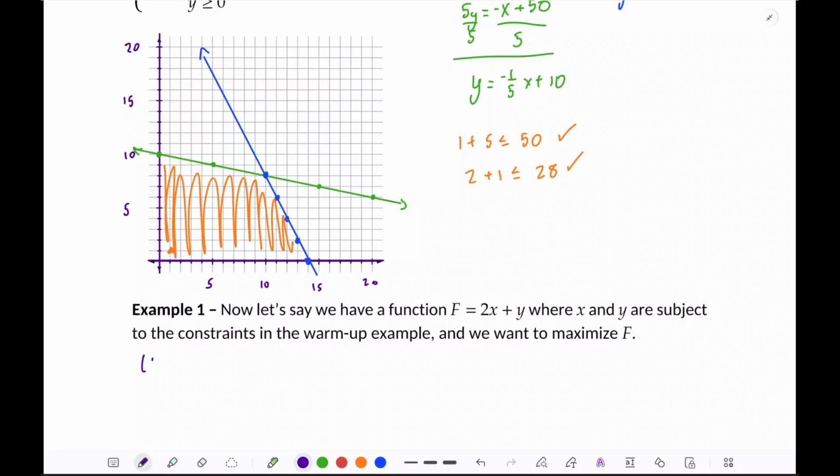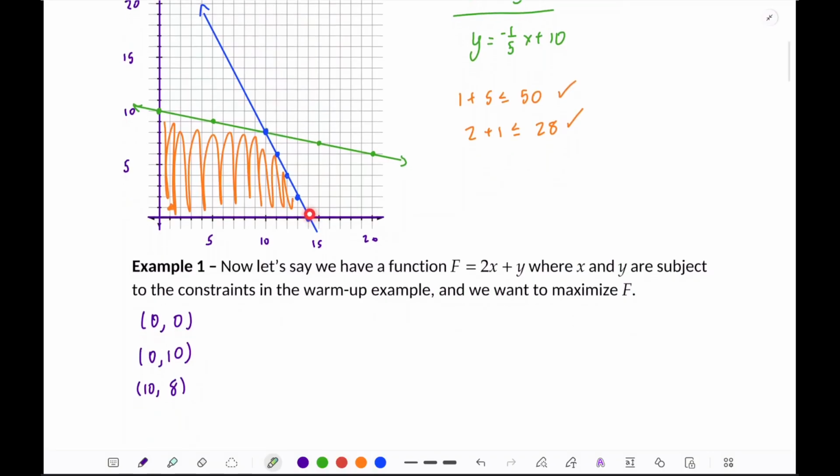There's 0, 0, 0, 10. Now this point right here, normally it does not fall on such a nice point, but it is 10, 8. So what we're going to see in the examples is you have to set up this system of equations to solve where these two lines intersect. So that's why we needed to do chapter 2 before this chapter. And then we have a 14, 0 down there.